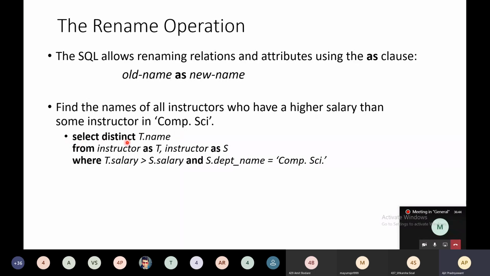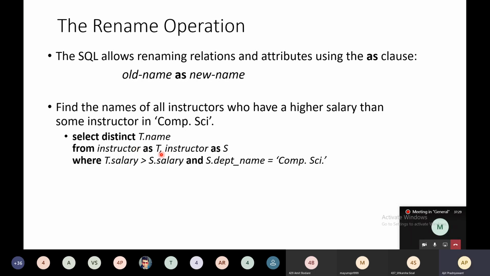Select distinct t.name from instructor as t. Now see, for this instructor relation, we have renamed it as t using this as clause. And this rename operation name we have used in the query over here, distinct t.name. T.name is instructor.name. Instructor.name means the name attribute present in the instructor. So we are retrieving the name attribute present in the instructor.